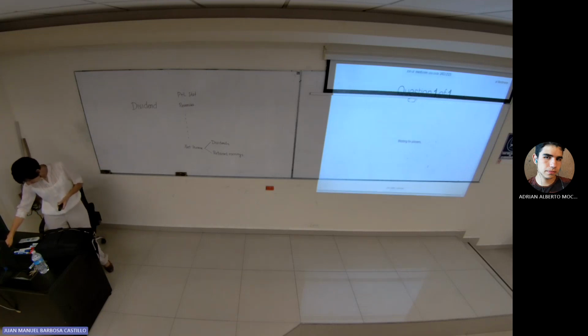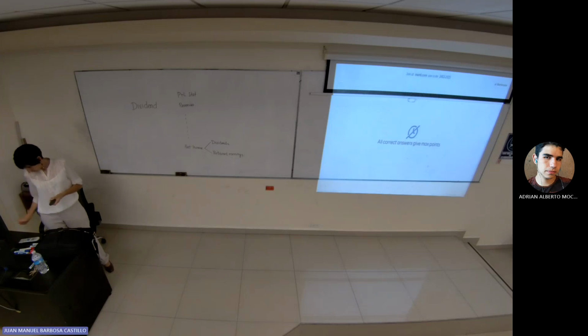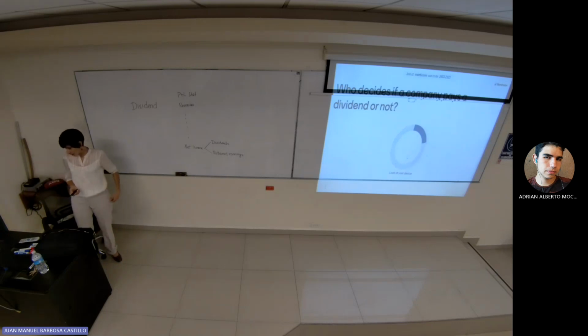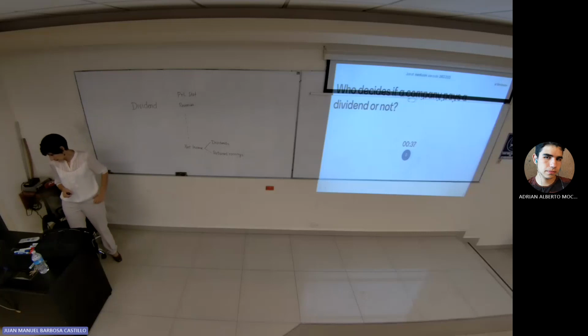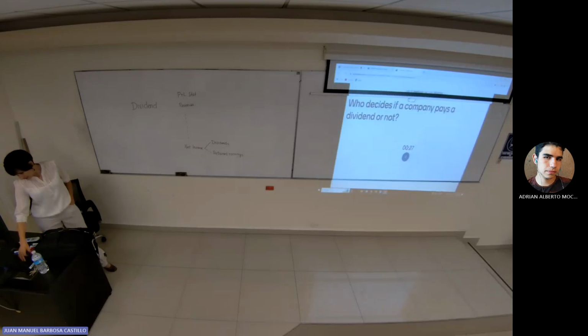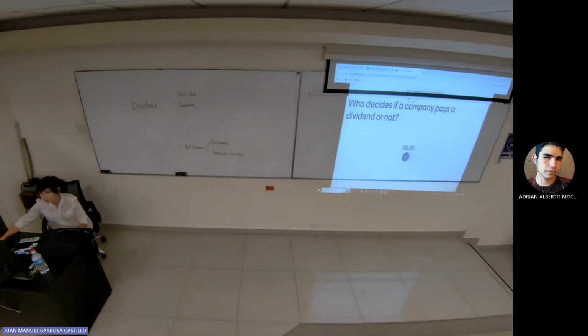Can you say something? Who decides if a company pays a dividend or not? Can you see the answers? No, we need to. It's another question. I cannot see. I have to go back? Yes. It says how many types of dividends may a company pay? Okay. Sorry.